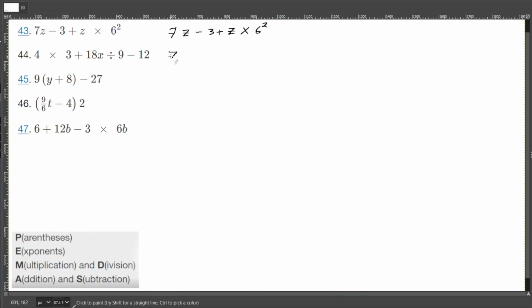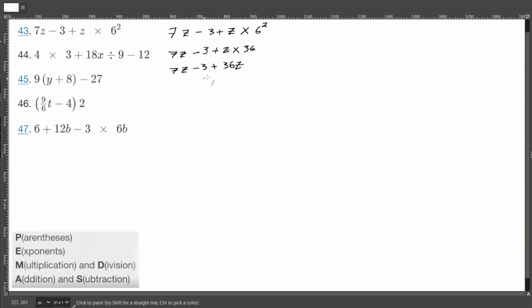So according to order of operations, we should just do the exponent for now. So times 36, right? 6 times 6 is 36. Now, if we rewrite this, we're going to have 7z minus 3 plus 36z, okay? So z times 36 is just 36z, so we can flip them around, all right?